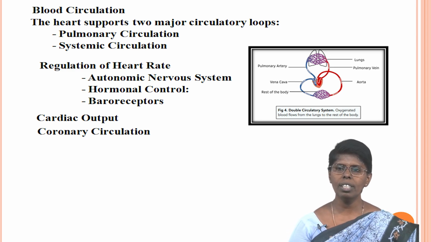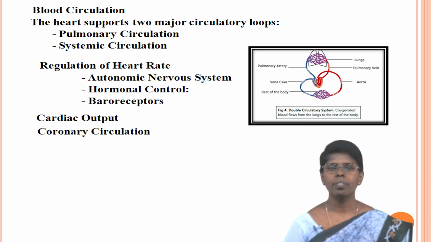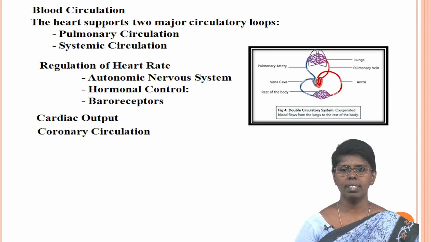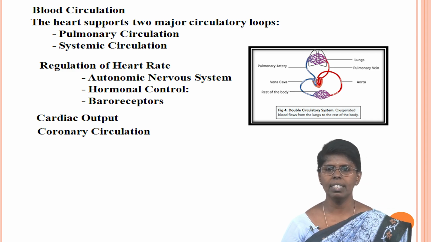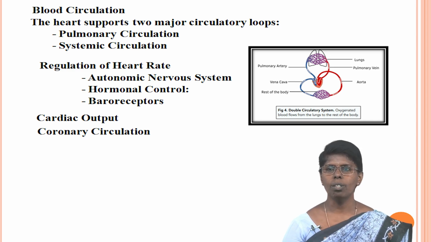Now we see the regulation of heart rate through the autonomic nervous system. The heart rate is regulated by the autonomic nervous system. The sympathetic nervous system increases the heart rate during stress or physical activity, while the parasympathetic nervous system decreases heart rate during rest. Hormonal control.